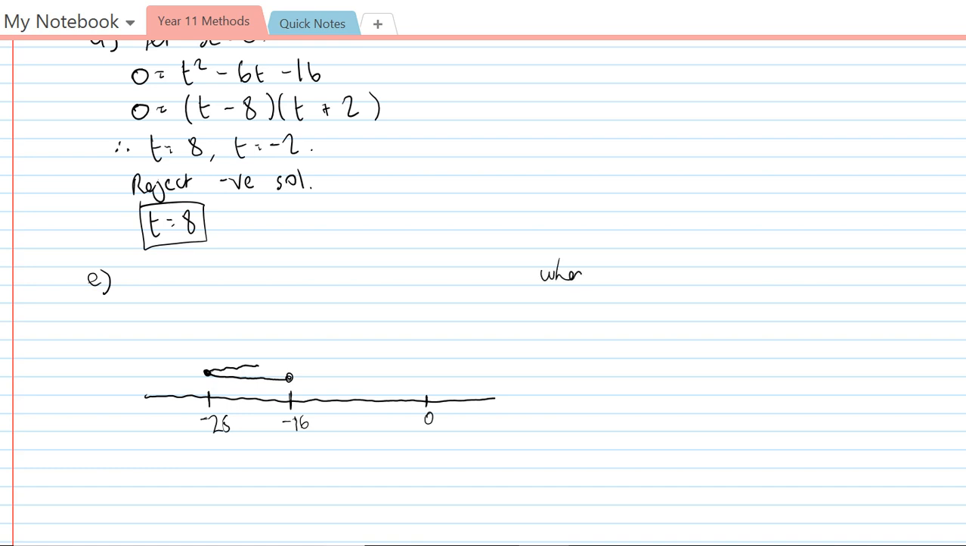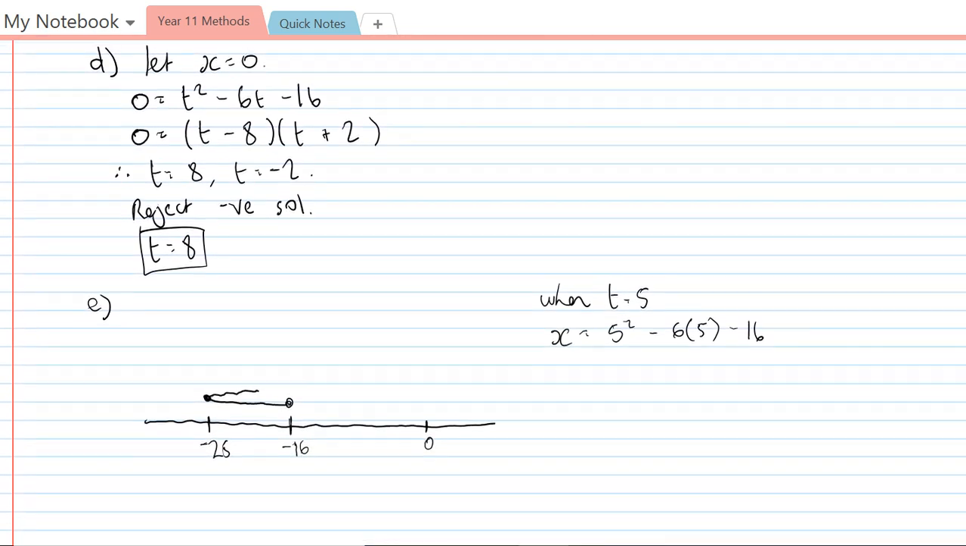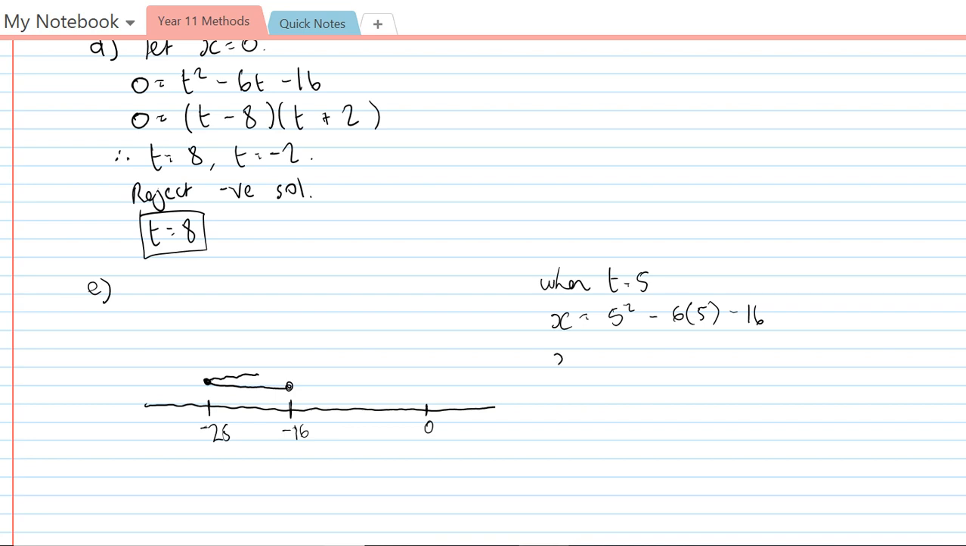So when t equals 5, x is given by 5 squared minus 6 times 5 minus 16. I think that's right, yep. So x is 25 minus 30 and then minus 16. Now 25 minus 30 is just negative 5, then take away 16 will be negative 21. So it reaches this point here, which is negative 21 meters. Obviously this is not to scale, okay?